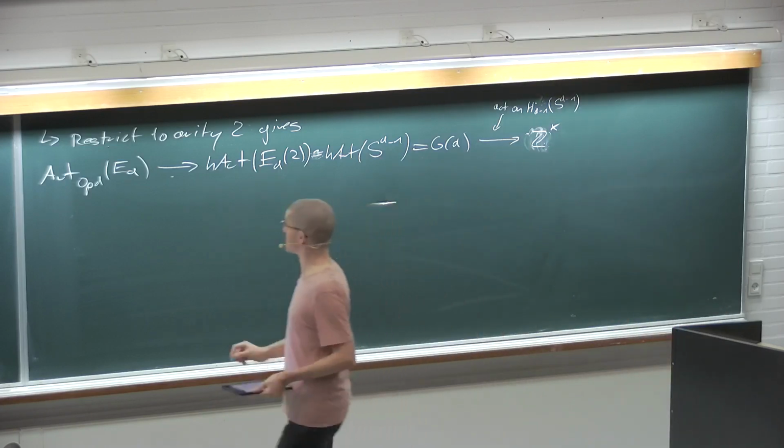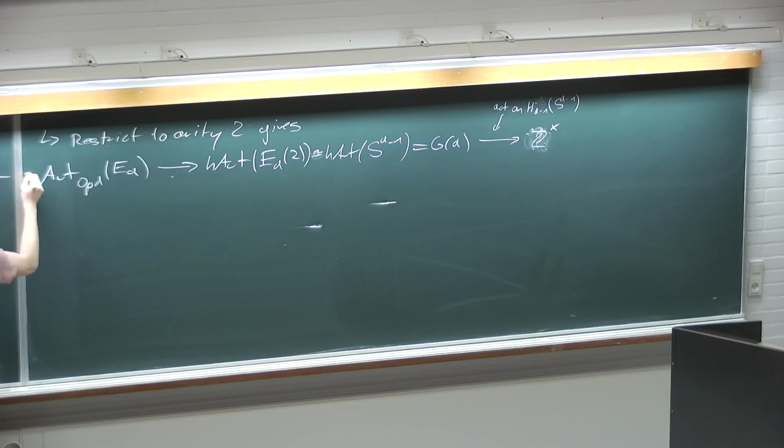Okay, and I can extend this diagram. There's this action of the group of homeomorphisms on E_d that Sander was explaining in his talk, and I can also precompose that with the inclusion of the orthogonal group.